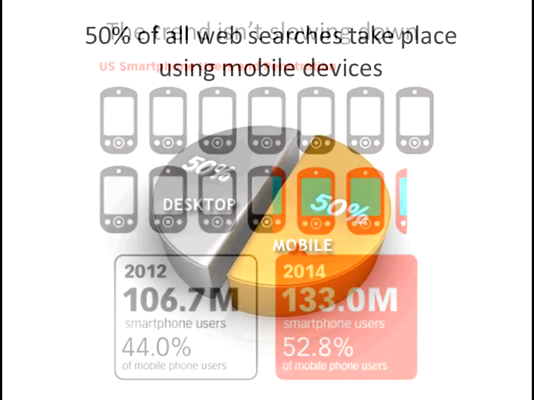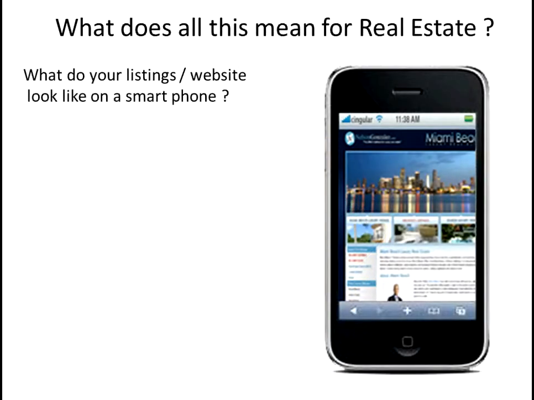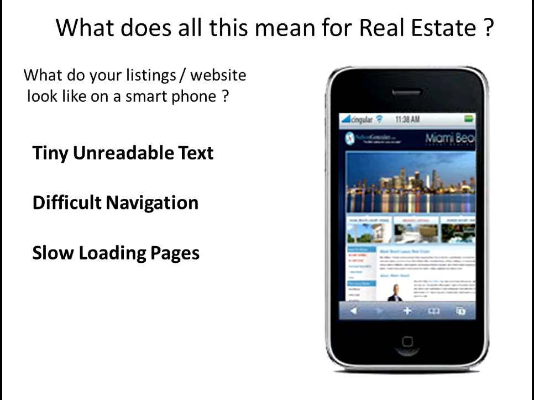Also, did you know that 50% of all web searches take place using mobile devices? A question we may need to ask ourselves is, how does this impact my ability to sell homes? For starters, let's take a look at your current website and how it displays on a smartphone. Because most websites were not designed for smaller screens, the text may be very small and unreadable. The navigation may feel sluggish or may not work at all.